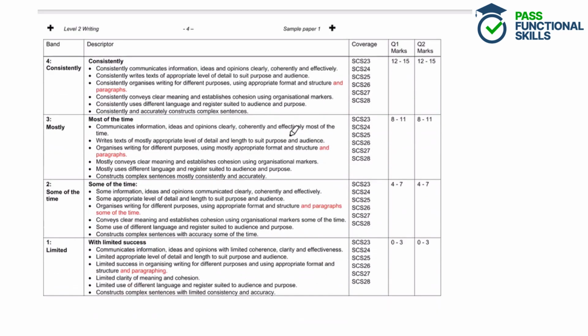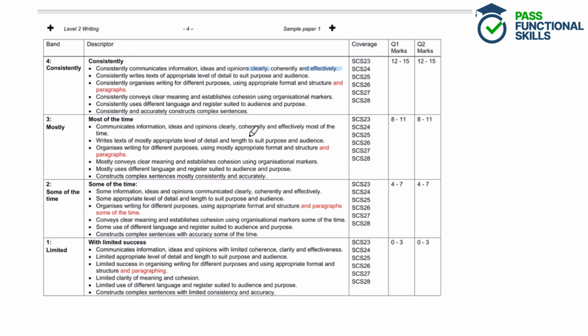So what do you need to do to achieve high marks during the exam? You need to consistently communicate information, ideas and opinions clearly, coherently and effectively. So this essentially means that you need to communicate clearly and effectively. So you need to present your ideas in a way that's easy for the reader to understand.